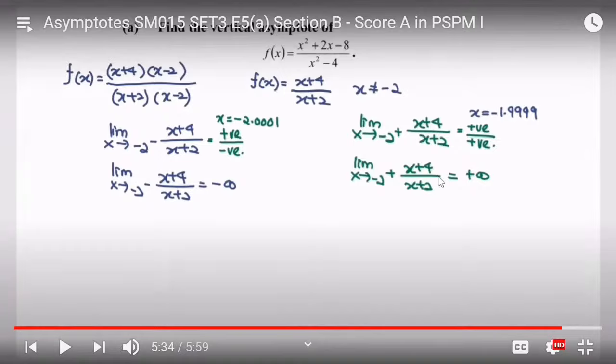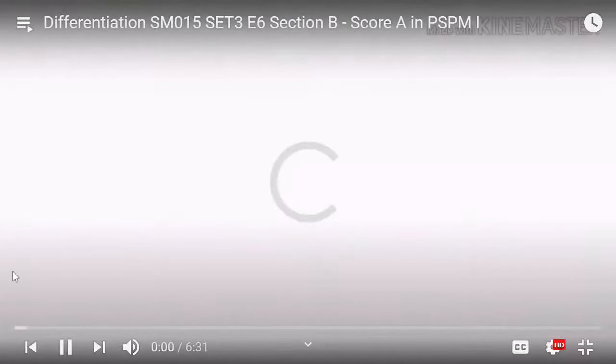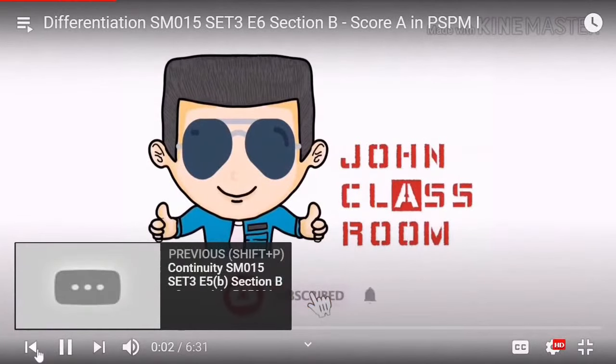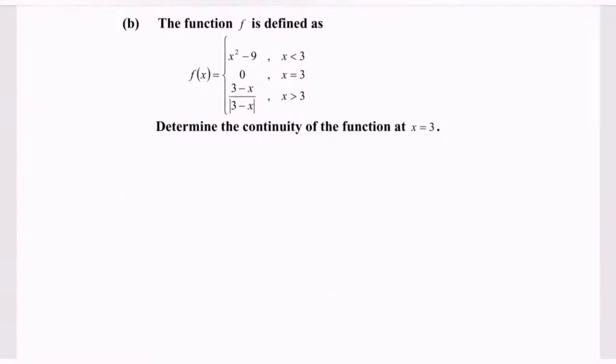Okay, so now we will go to the next question, which is about continuity. As follows, where we have the piecewise function. Determine the continuity of the function at x equals to 3.